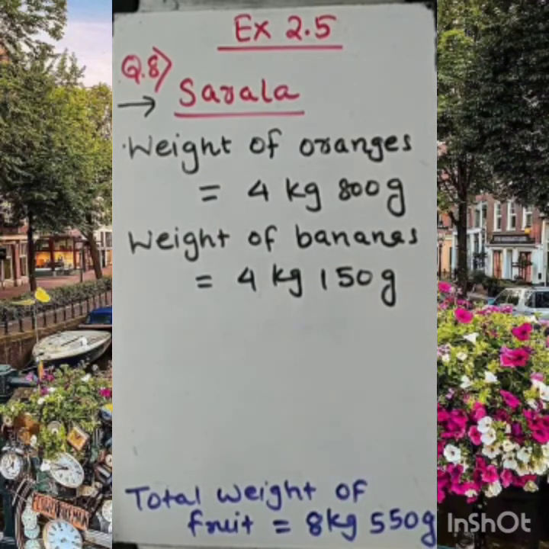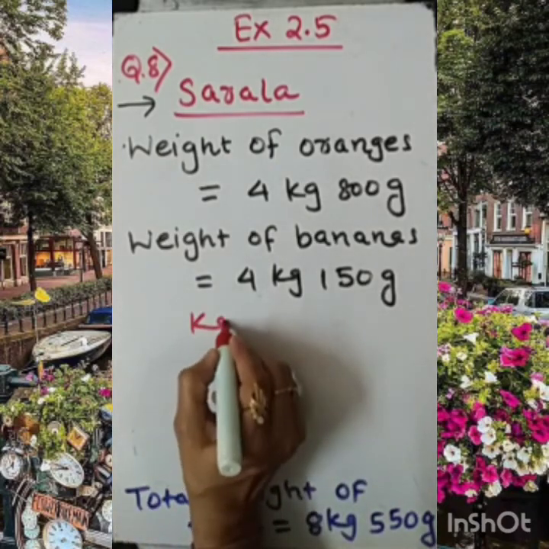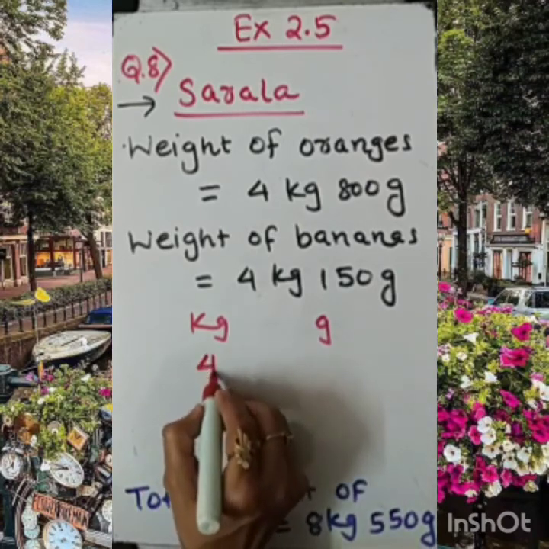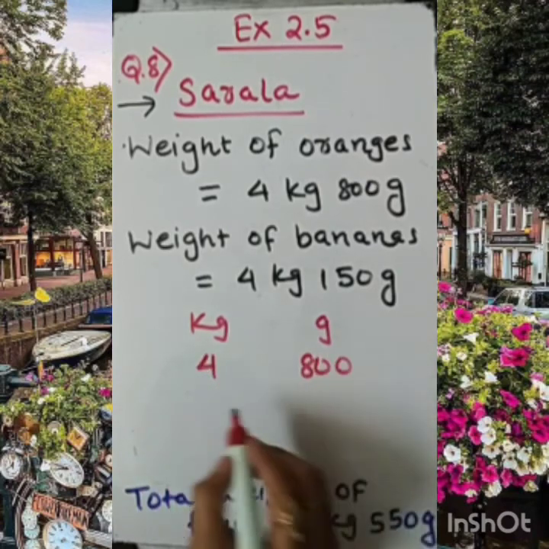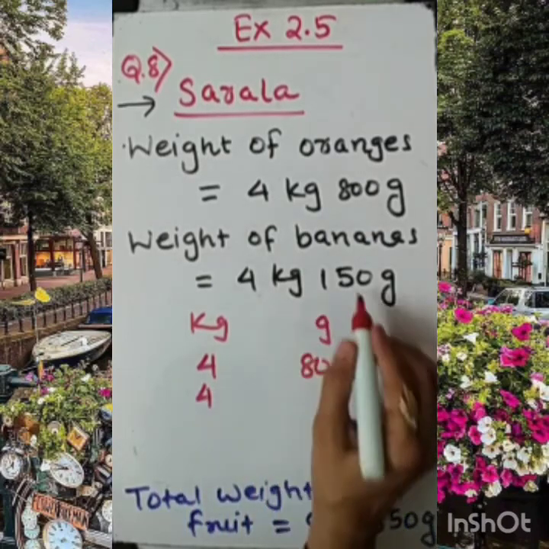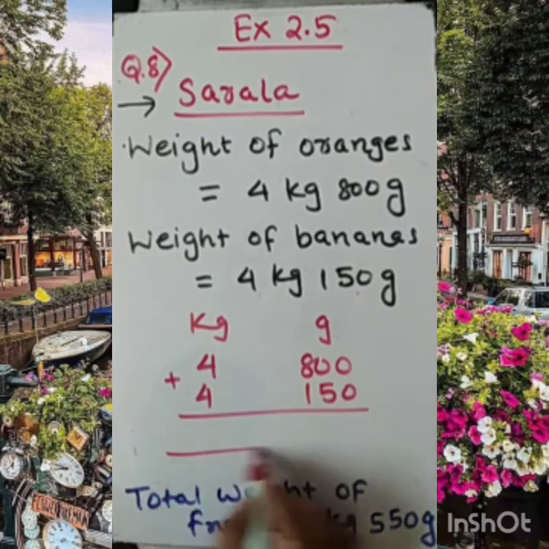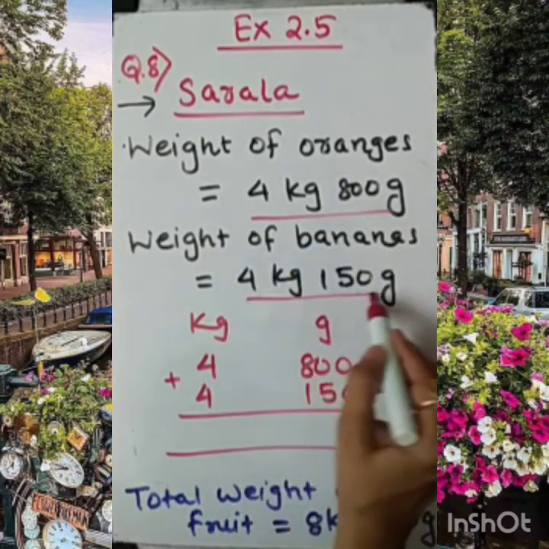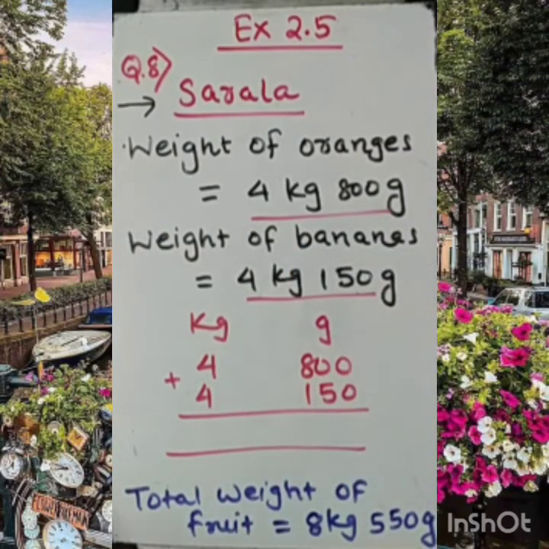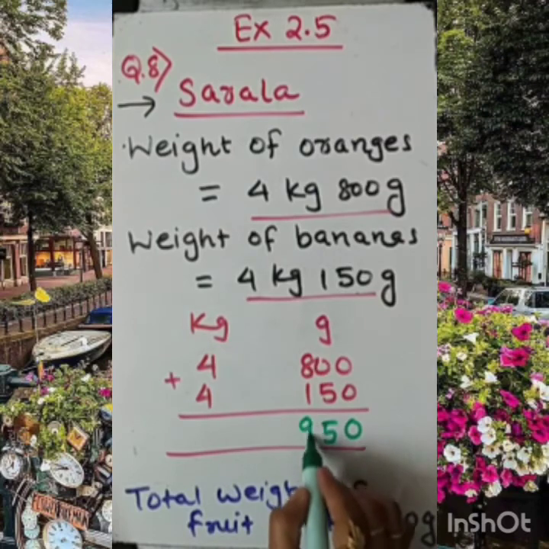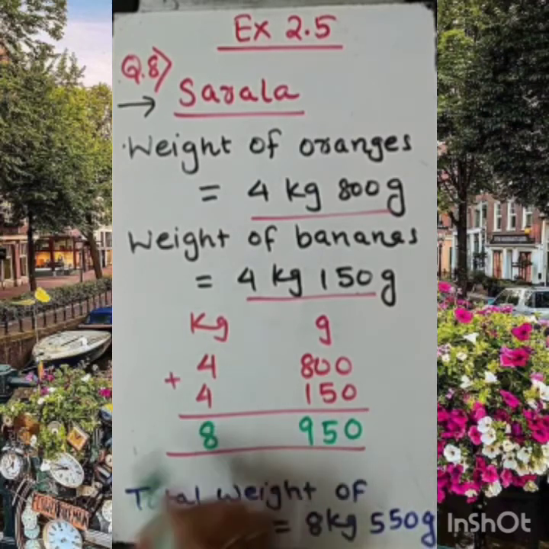So let's add this also and find the result. I need to mention this is kilogram and this is gram. This side it is 4 kg 800 gram, this side 4 kg 150 gram. Let's add these two. So how to add? We know very well here. This is 0, this is 5, 8 plus 1 is 9, 4 plus 4 is 8.